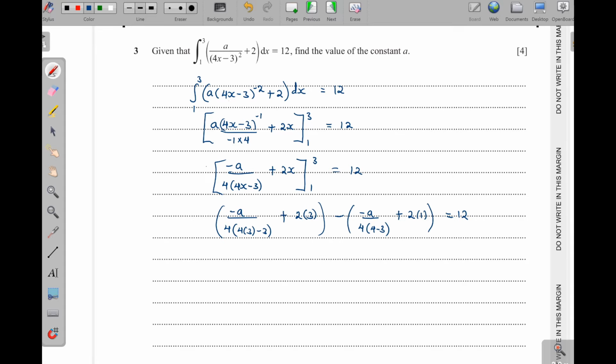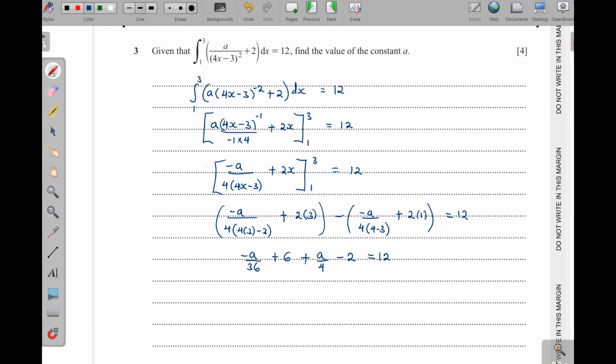Now here we shall have, first of all, this is 12 minus 3. 9 times 4, 36. Also, we shall get 36. So -a out of 36, then plus, this one is 6, then minus. Now minus and a minus, that one will become a plus. So we shall have plus a out of 4, because this one is a 1. And then minus 2, then will be equal to 12.